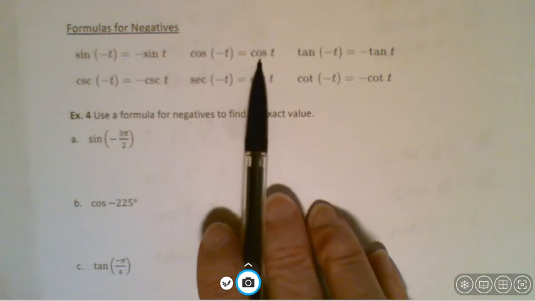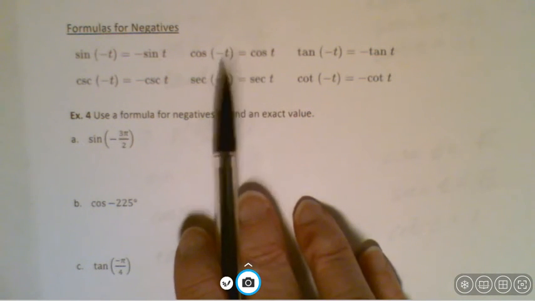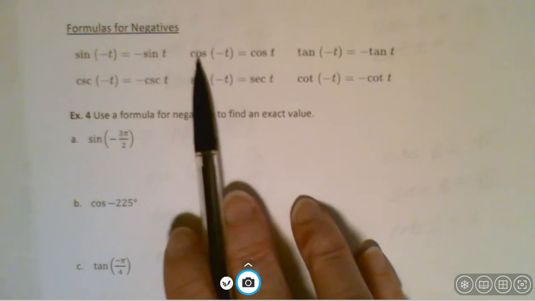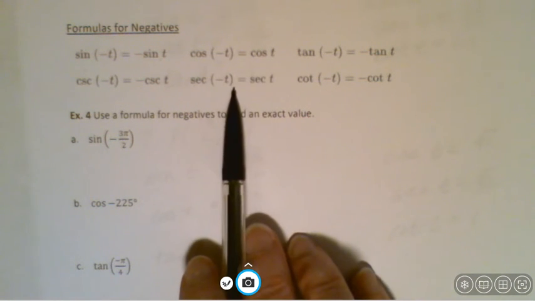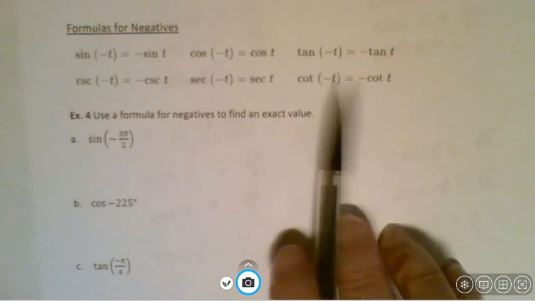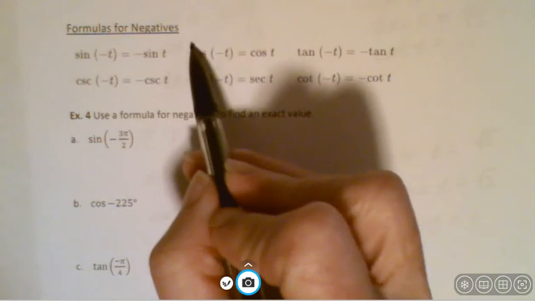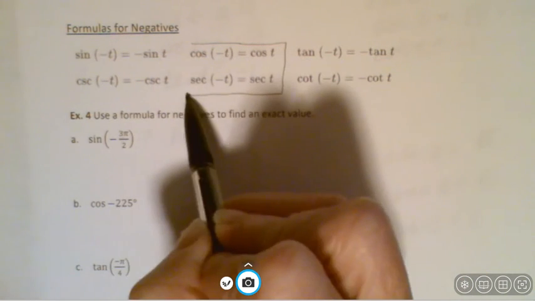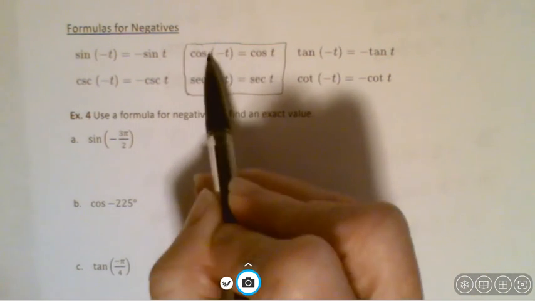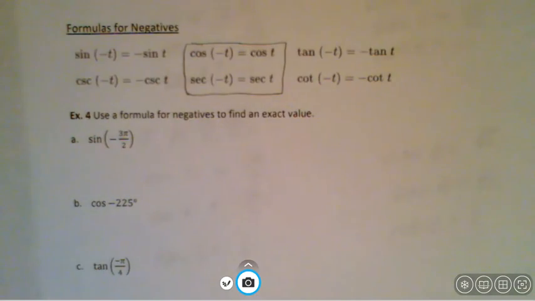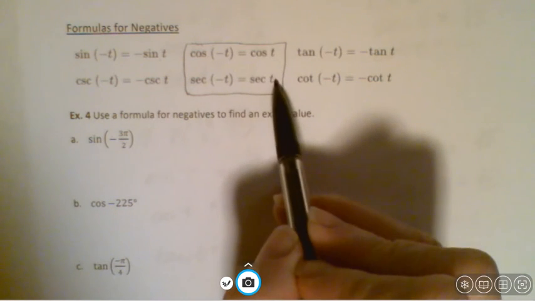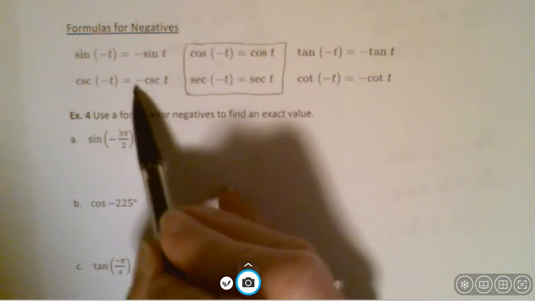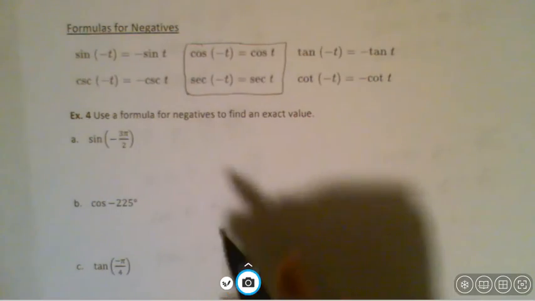But when we see the cosine, it doesn't do that. The cosine of the negative is the same thing as the cosine of the positive, and its reciprocal. And then the tan acts like the sine. So the only ones that are different are cosine and secant. But if you remember cosine, you know secant's just going to follow along. Whatever cosine's doing, secant's going to do. So that's the one where it ends up being the positive. Everything else, you just pull the negative out.